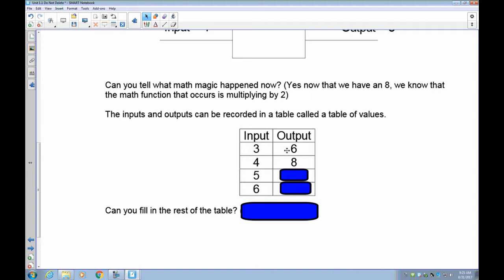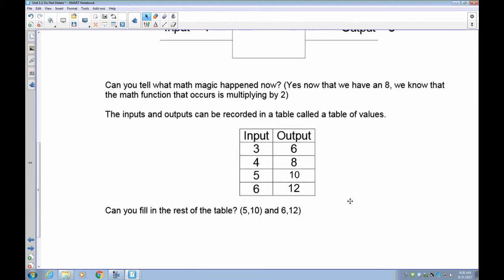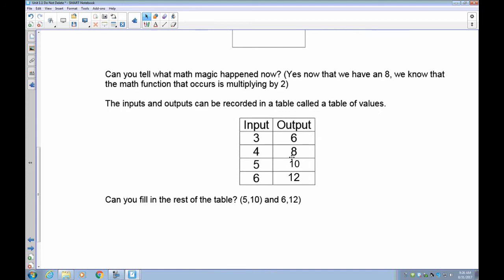Okay, so 3 times 2 is 6, 4 times 2 is 8, 5 times 2 is 10, and 6 times 2 is 12. So can you fill out the rest of the table? Well, this just tells you the input of 5 gives you an output of 10. The input of 6 gives you an output of 12. This is what we're going to be working with in this lesson. Can you come up with a table and fill it out?